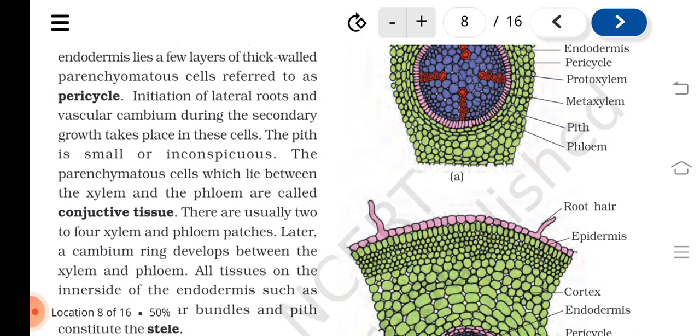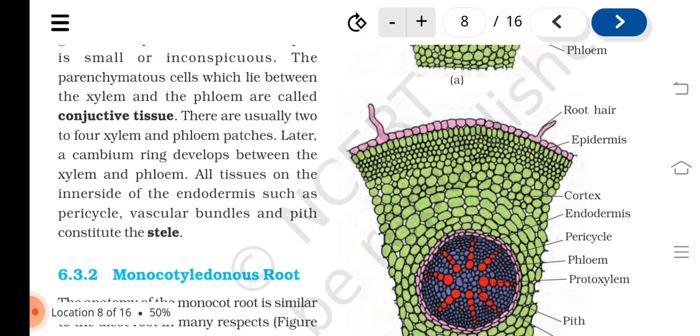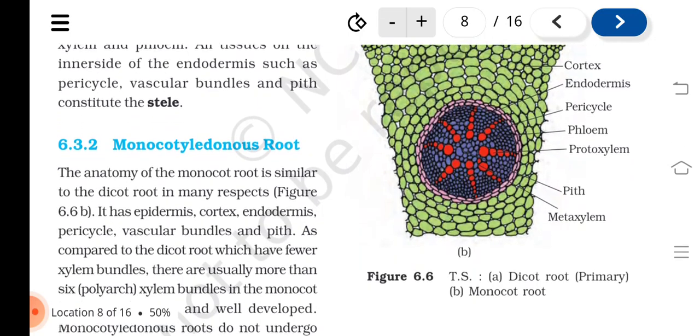The pith is small or inconspicuous. The parenchymatous cells which lie between the xylem and the phloem are called conjunctive tissue. There are usually 2 to 4 xylem and phloem patches. Later, a cambium ring develops between the xylem and phloem. All tissues on the inner side of the endodermis such as pericycle, vascular bundles and pith constitute the stele.